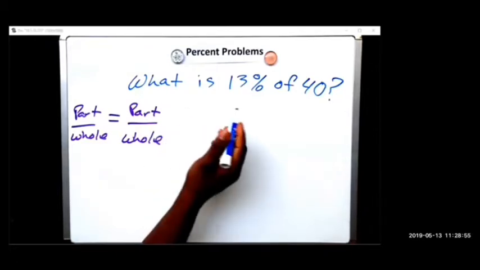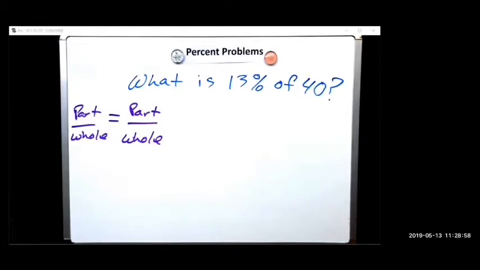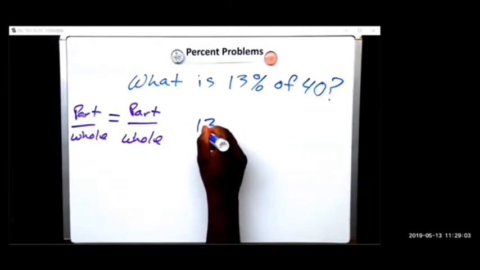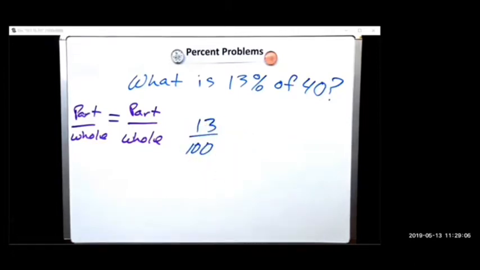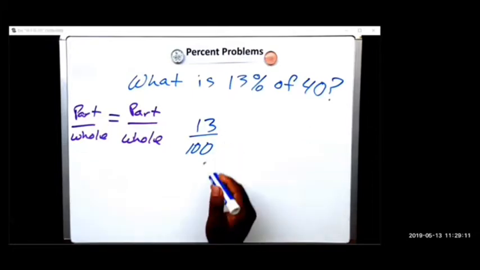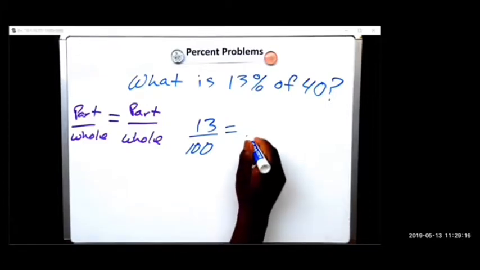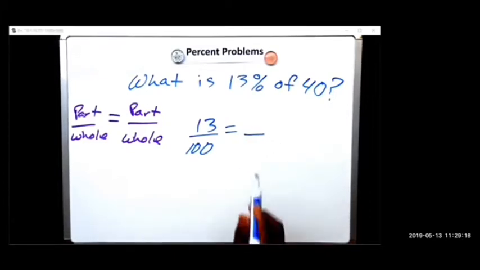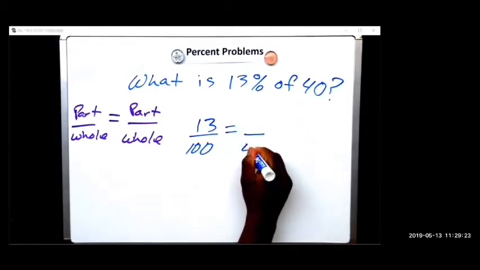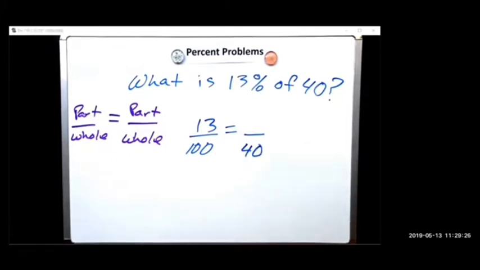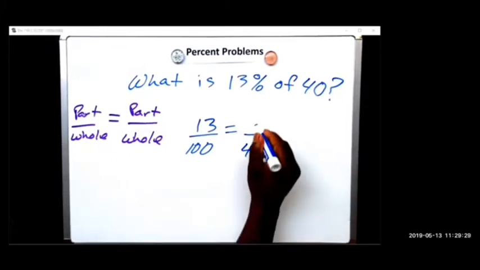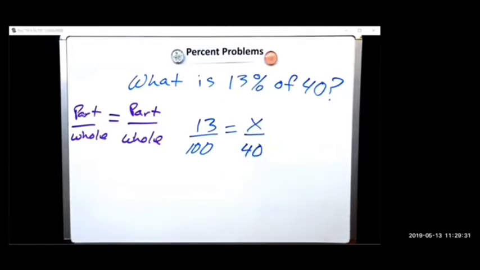It says, what is 13% of 40? Now, we're going to translate that. When you see 13%, you write 13 over 100. If it said 20%, you would write 20 over 100. So we have a part over a whole. Then you put your equal sign. It's like a puzzle. And then I'm going to put that bar right there. Now it says of 40. If it's of 40, then we know that that's the whole. So whatever we're trying to find is the variable x. And that's what it's about.